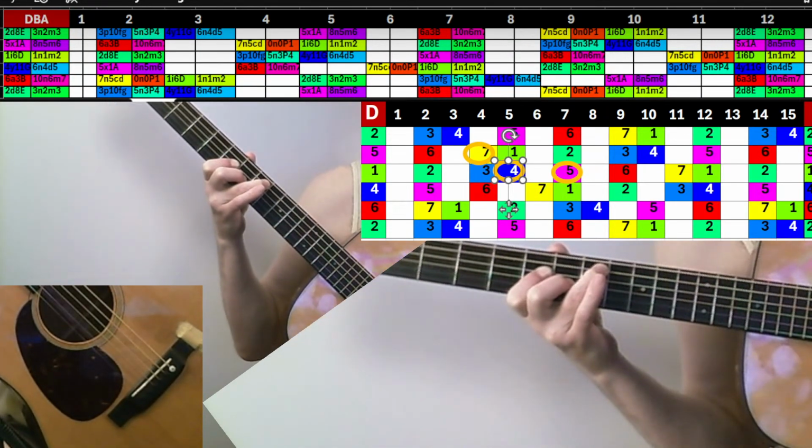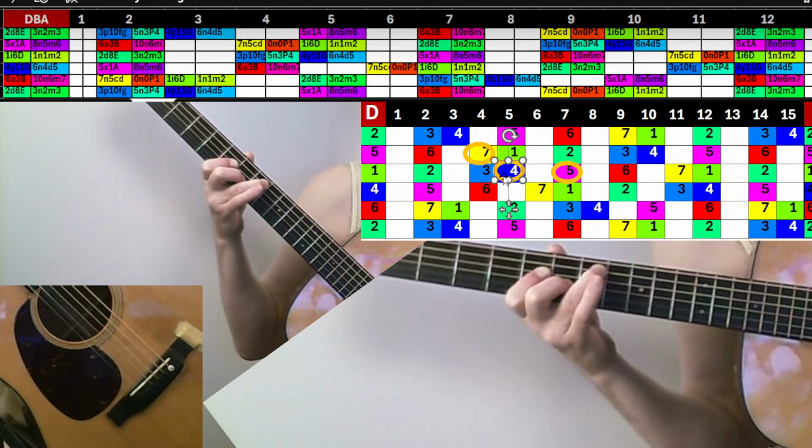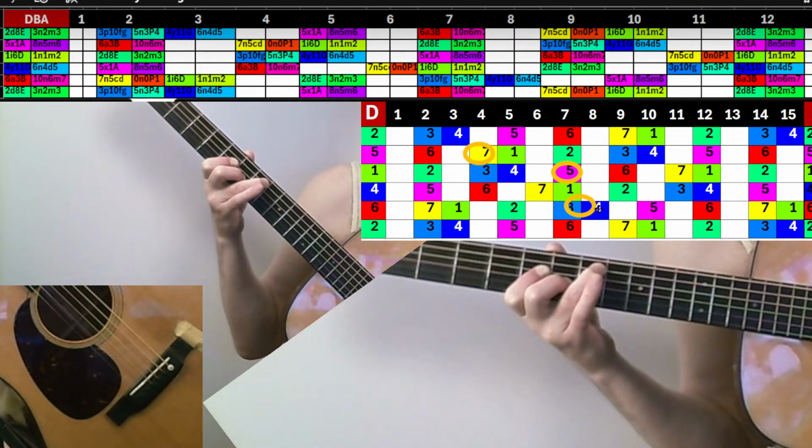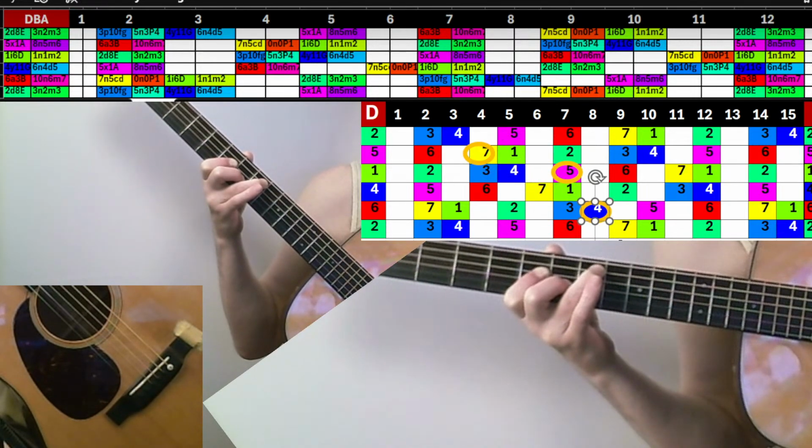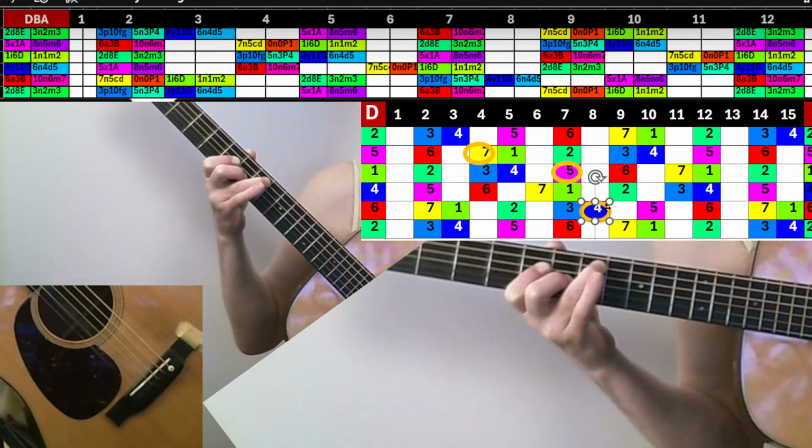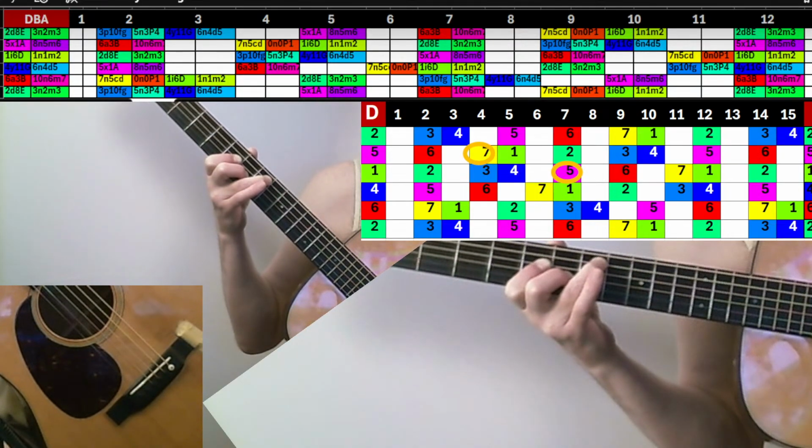Alright, and then I have... Okay, so that's going to be going that way. I have another one. I could try to reach down there with that. That's not really going to work. So I have that leaning back.